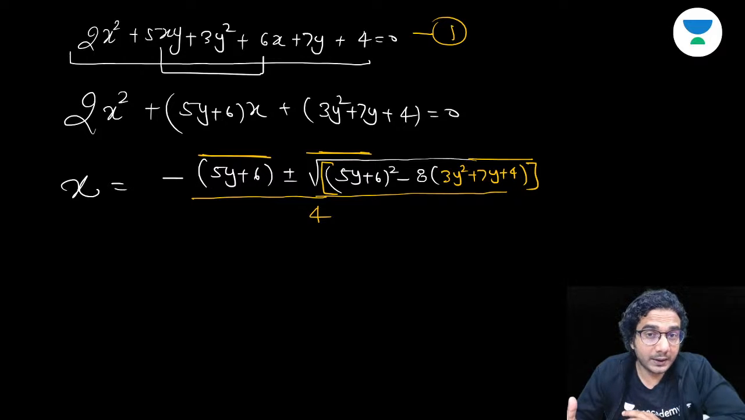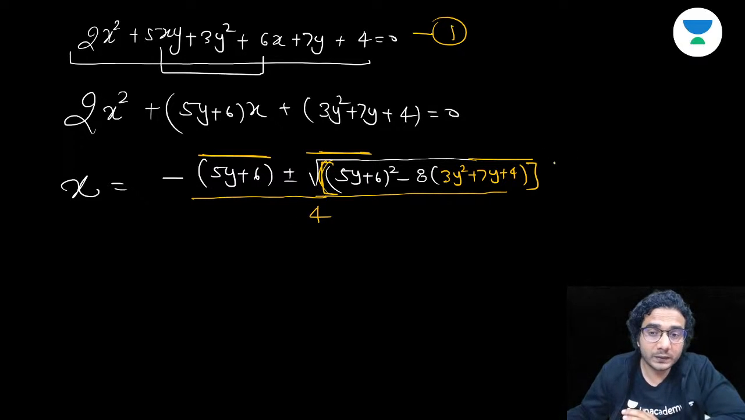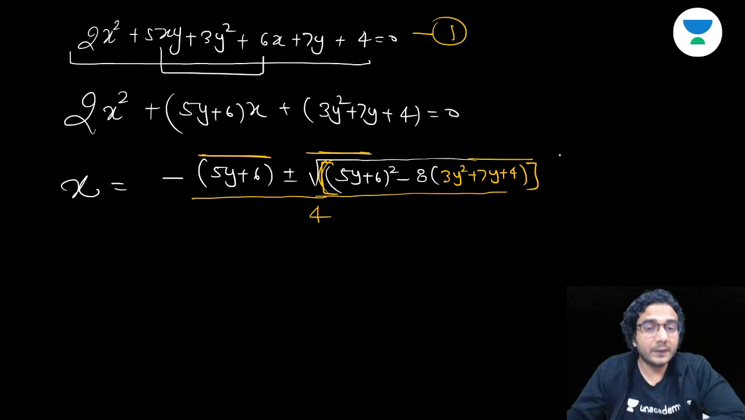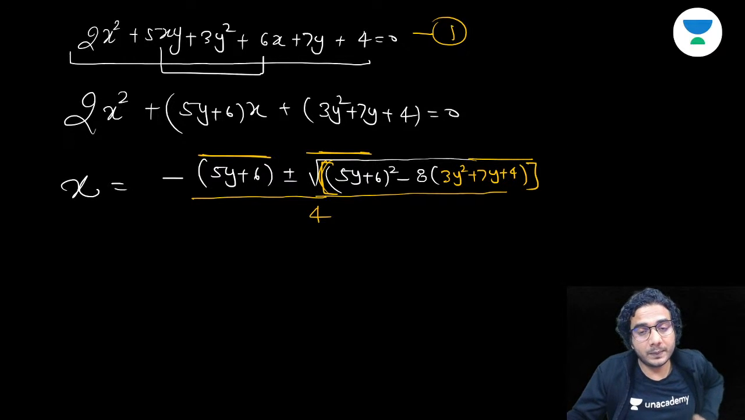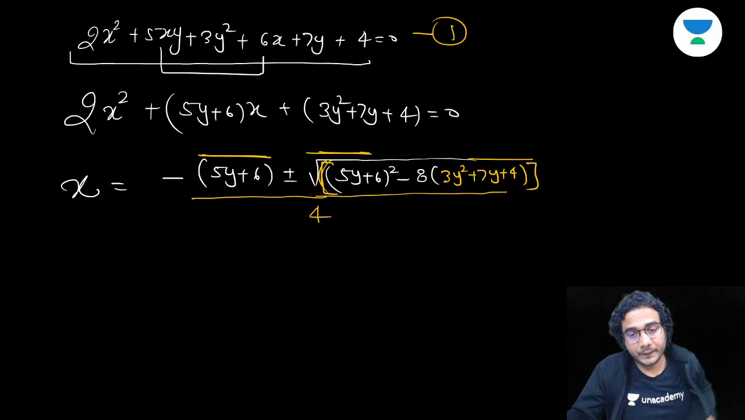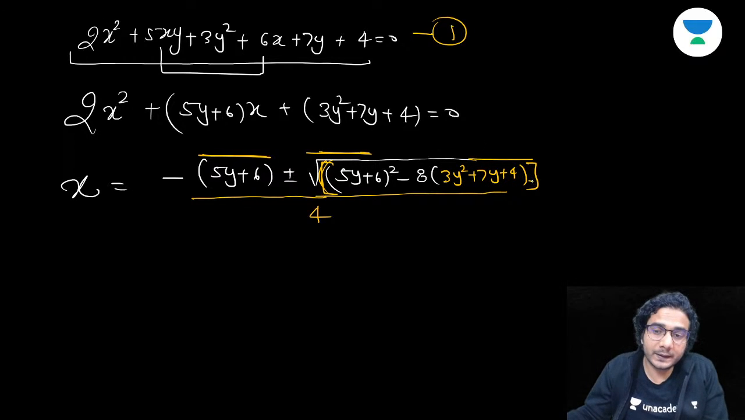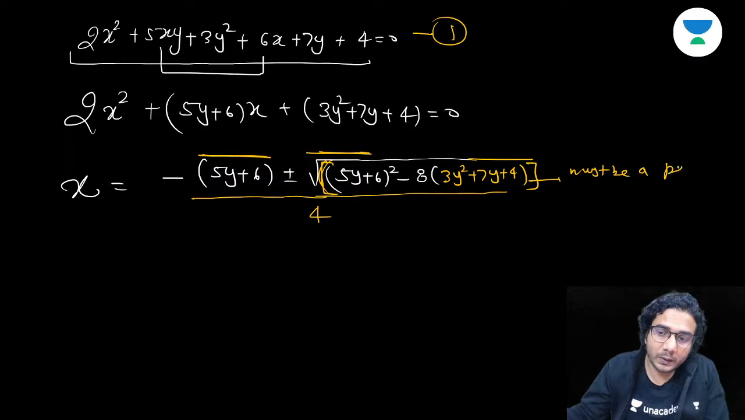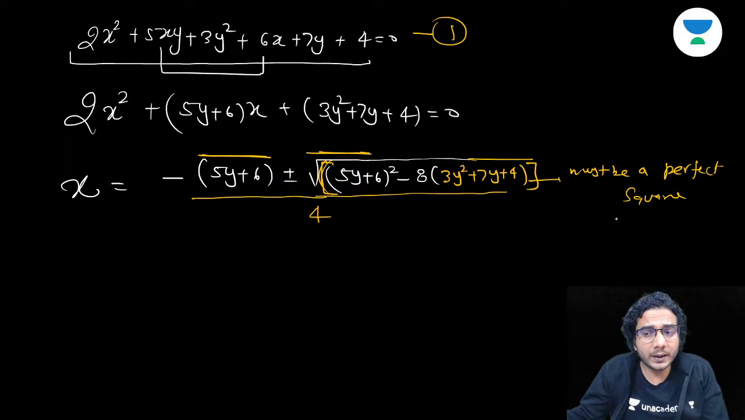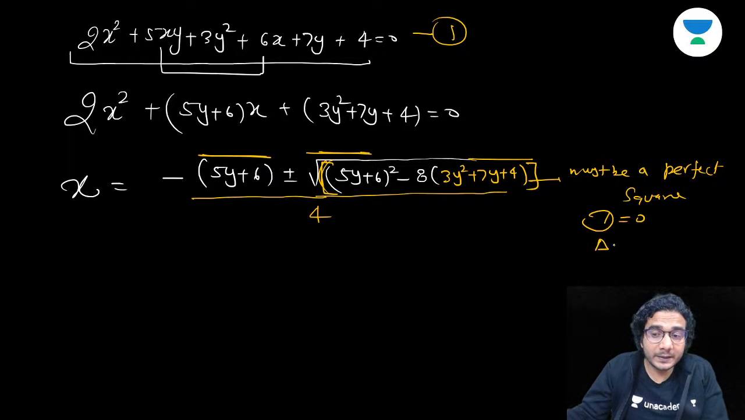But if this quadratic is not a perfect square, then the square root of that will not be linear. That means it won't be representing a line. So this quadratic must be a perfect square. And when is the quadratic a perfect square? A quadratic is a perfect square when its discriminant is 0. That discriminant is basically delta.